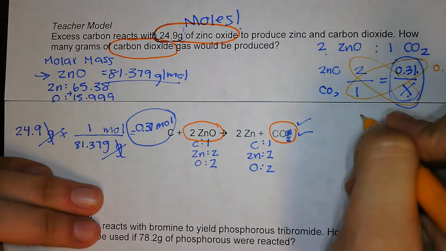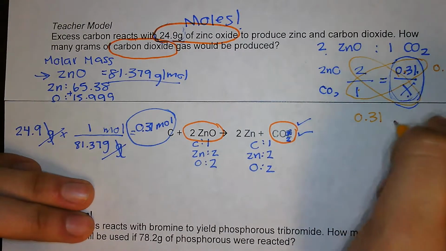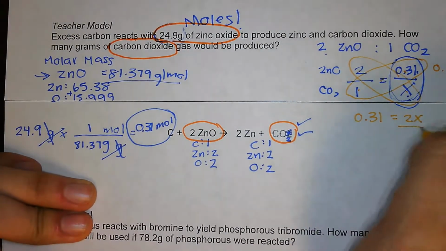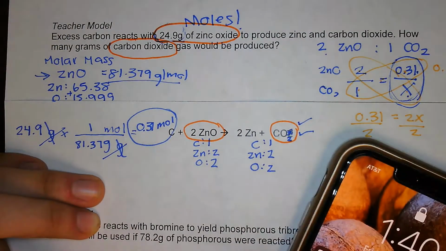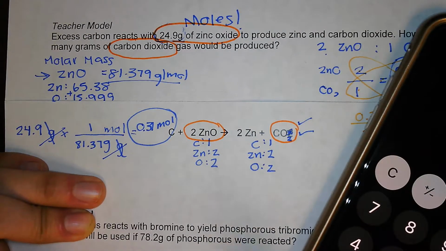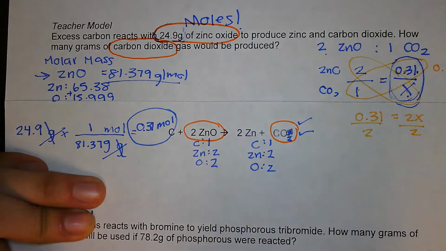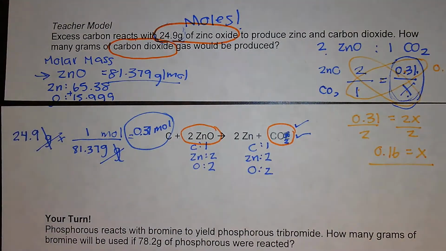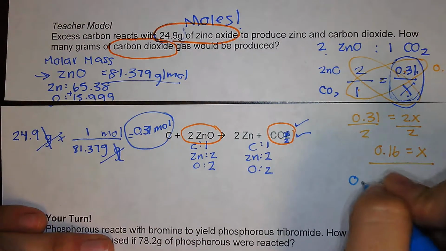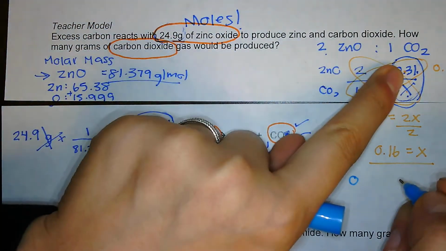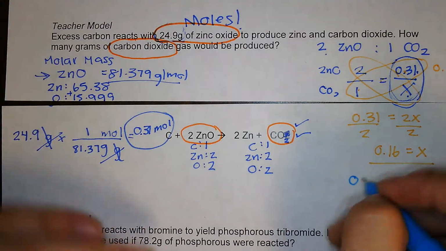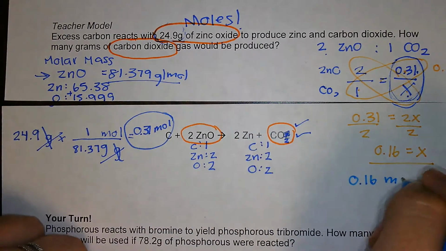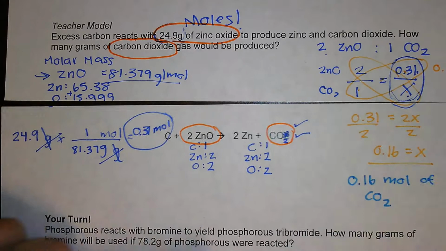Ooh, you can't see that. Let me write it at the bottom. So 1 times 0.31 is 0.31. 2 times x is 2x. So I have to divide both sides by 2. 0.31 divided by 2 is 0.16. 0.16 is equal to x. Alright, here we go. So if I start with 0.31 moles of zinc oxide, or 24.9 grams of zinc oxide, I will make 0.16 moles of carbon dioxide, of CO2. And now I'm like, yeah, I'm done.